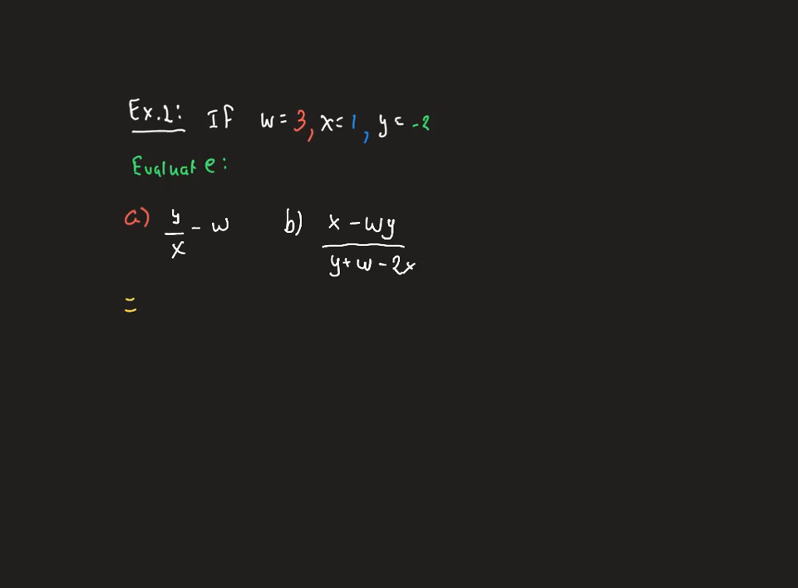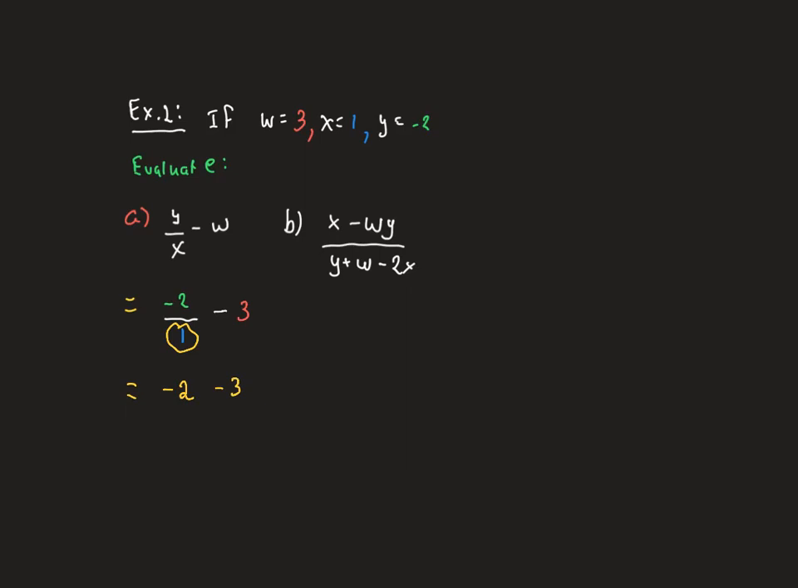by x. So you have -2 divided by my x, which is 1. And of course, minus w. W happens to be 3. Okay, now this one works out pretty nicely because here you have -2 divided by 1. And anything divided by 1 is itself.